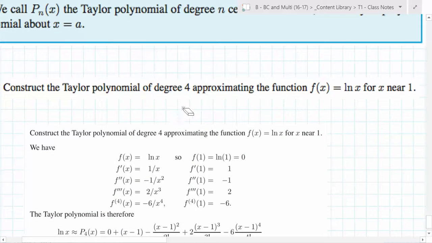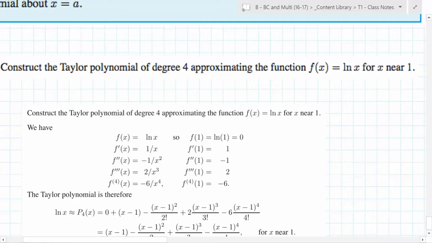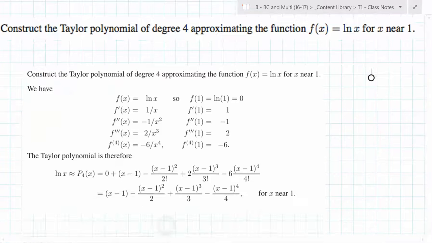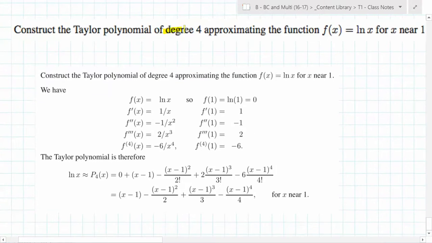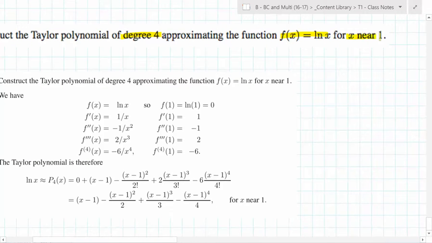Okay, so what are we going to do? You want to know what types of questions you're going to do? You're going to do questions like this. It says construct the Taylor polynomial of degree 4 approximating f of x around 1. Around 1. There are the 3 pieces. So how many derivatives are you going to need to take? 4 of them. Degree 4 means you do 4 derivatives.